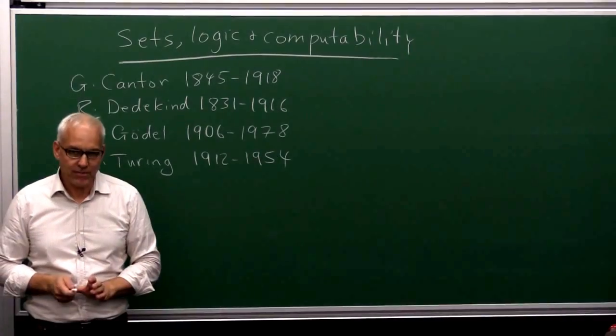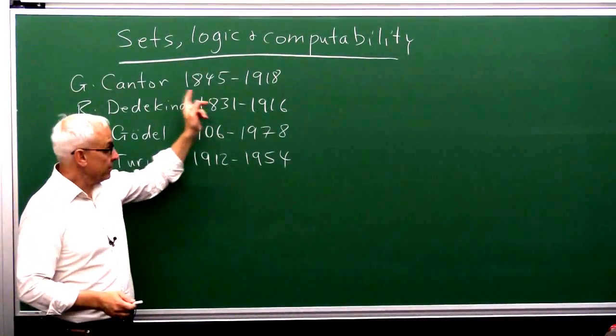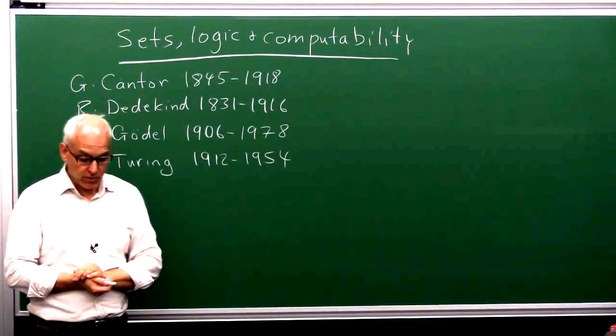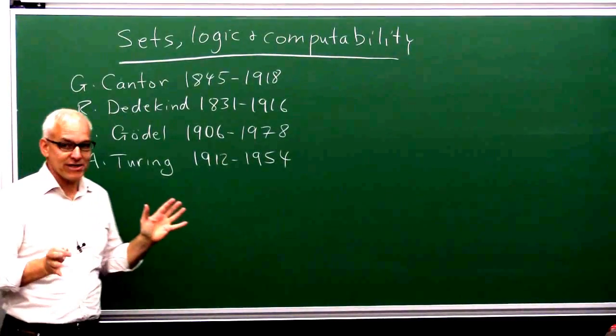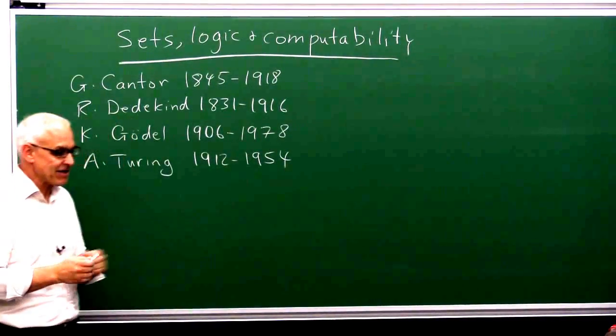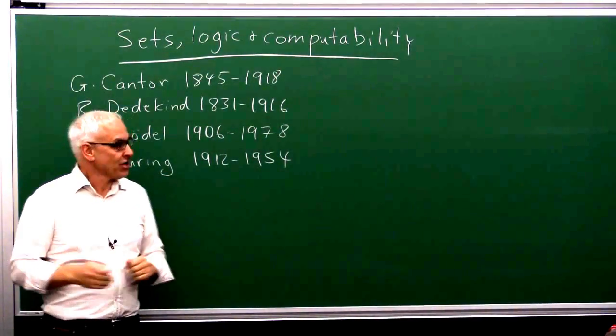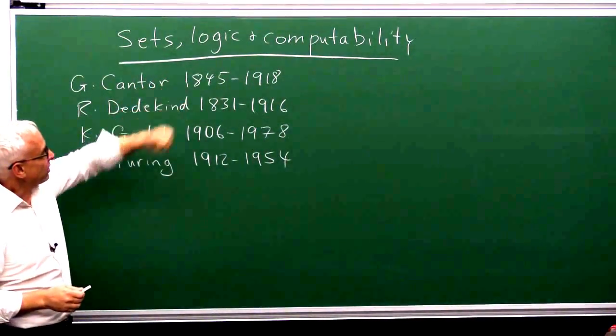So good afternoon, everyone. I'm Norman Wildberger, and we're here at the University of New South Wales. In this little chapter on the history of mathematics, we're going to look at a very contentious period that had a lot of innovative ideas that were, let's say, rather controversial. So we're going to talk about sets, logic, and computability.